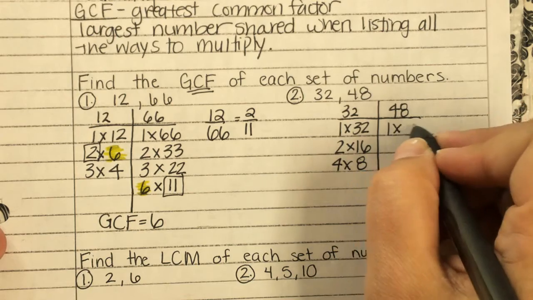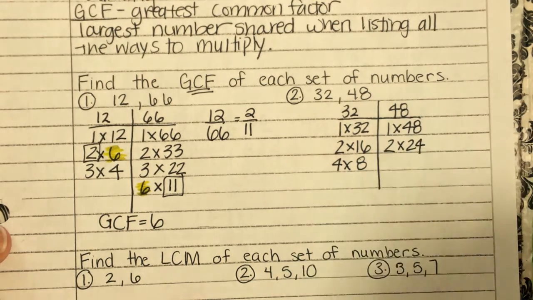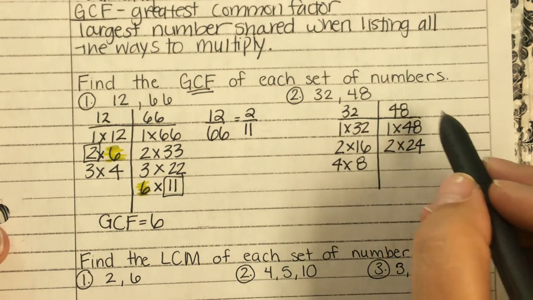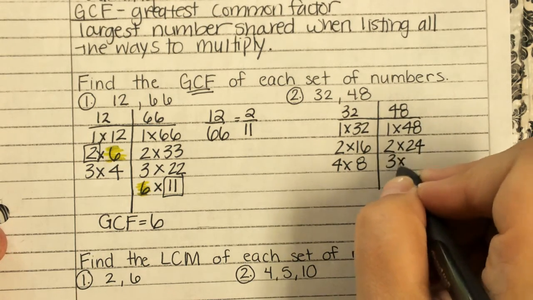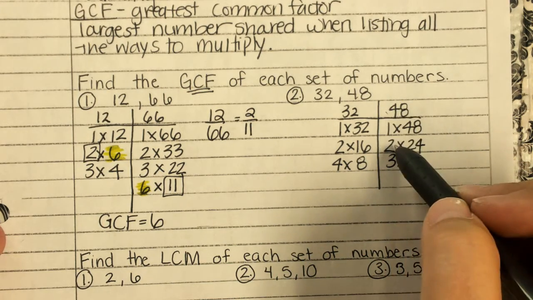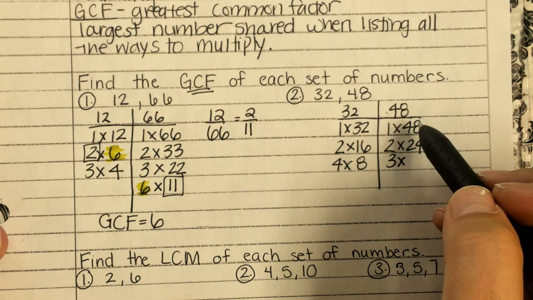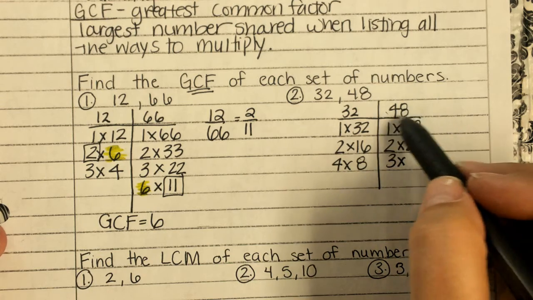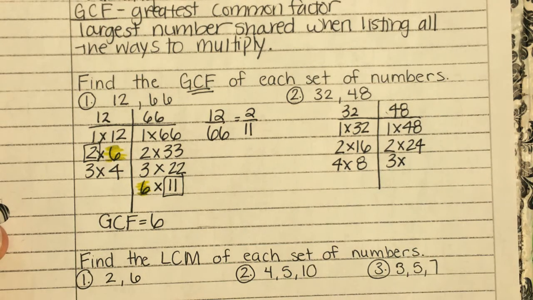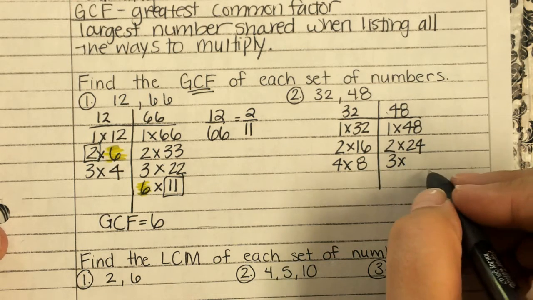Okay, so 1 times 48. What about 2? 2 times 24. Very good. Here's a tricky one, and I'm going to show you a trick. 3 can go into 48. Here's how I know. If I take the number 48 and add 4 and 8 together, what do I get? 12. Is 12 divisible by 3? Yes. So 48 is divisible by 3. If you add your digits together and they can be divided by 3, so can your number. Isn't that cool?